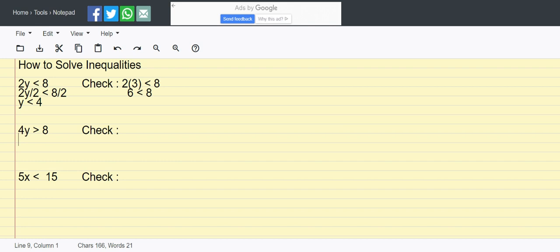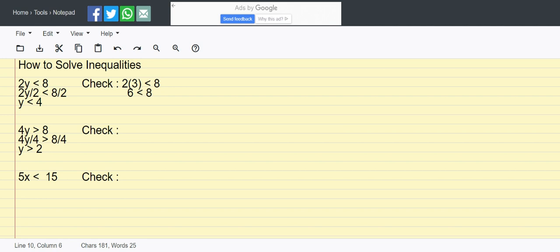Next inequality is 4y is greater than 8. The first step is to divide 4 to both sides. 4y divided by 4 is greater than 8 divided by 4. y is greater than 2.